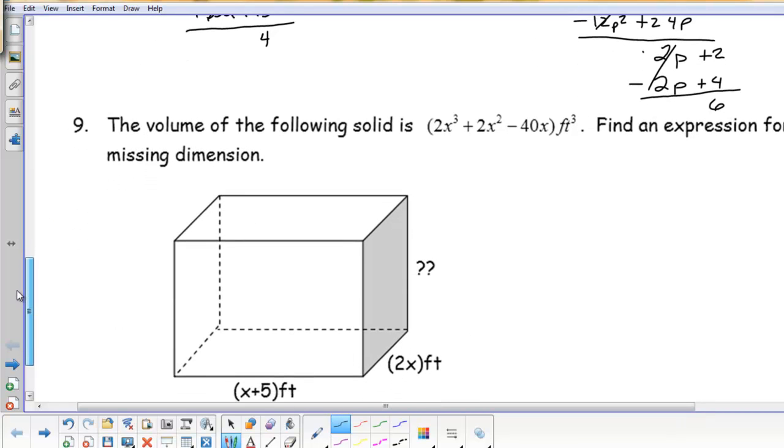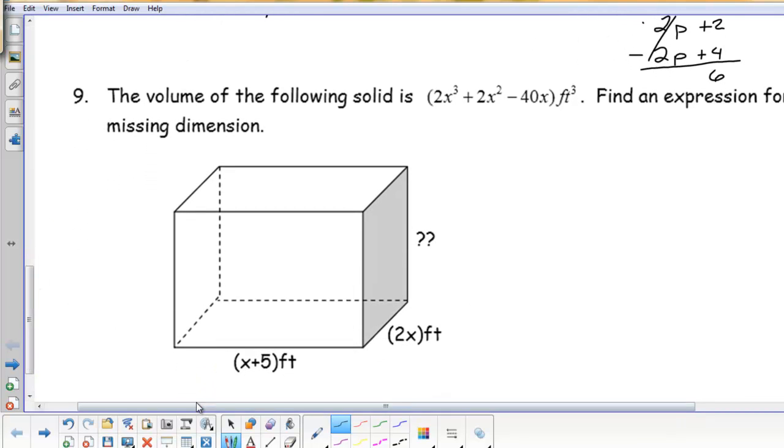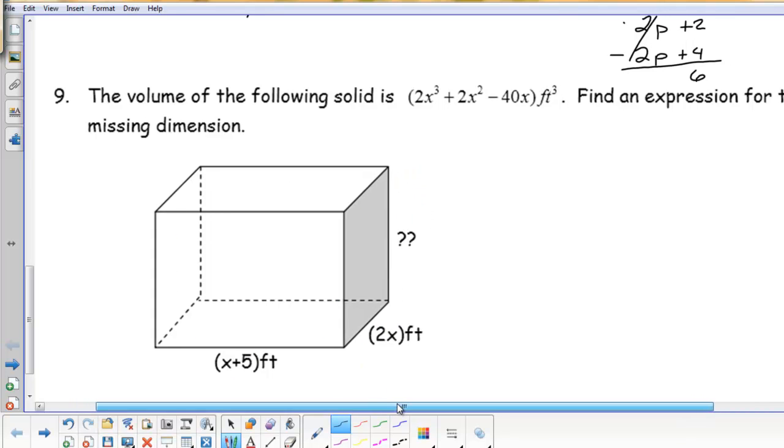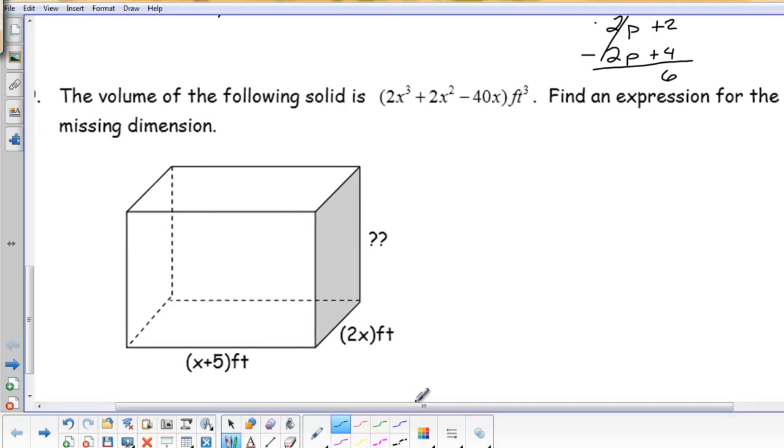Alright, the volume of the following solid is given. The picture reflects the dimensions of the length and the width. We're trying to find an expression for the missing dimension, the height. Now what we're going to do is first put these two together as length times width, because remember, volume of a rectangular prism is area of the base, which is length times width, times the height.